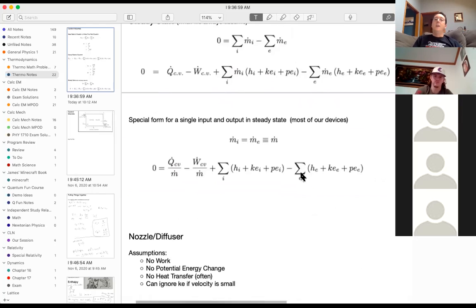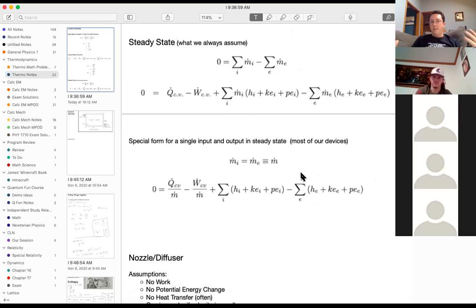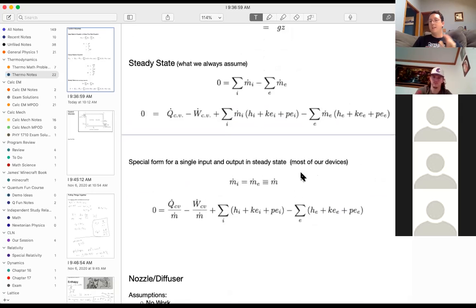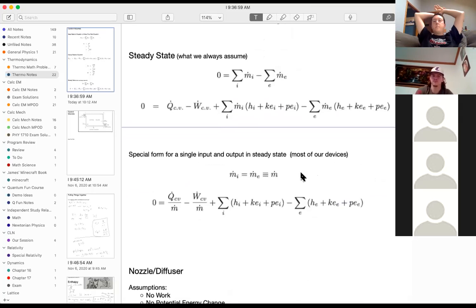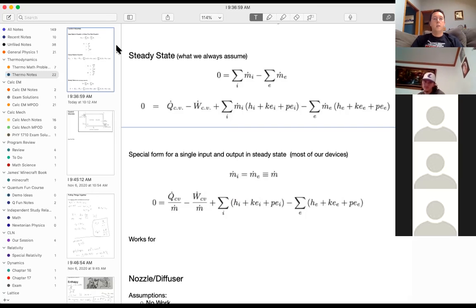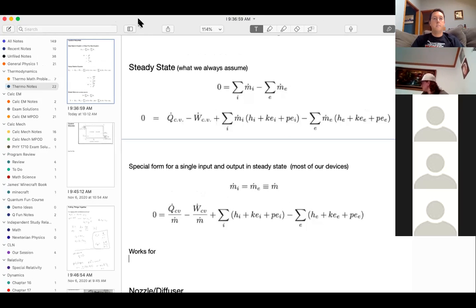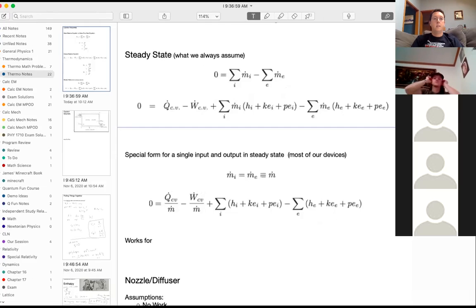Finally, we get one last simplification that I can state without specifying a real machine. For many of our devices, we just have one input and one output. Not all, there are a few, like the heat exchanger, which comes to mind, where you don't have this. So I'll write here, works for, I'll make a list here. Sorry. I'll find the tool.